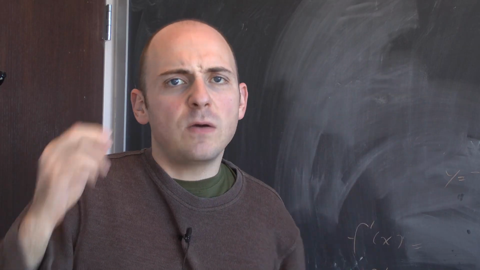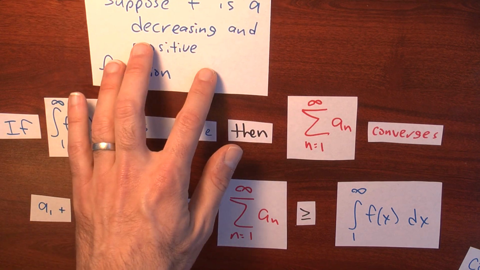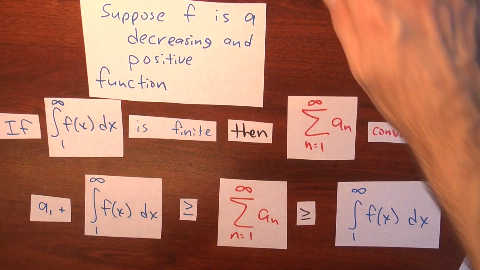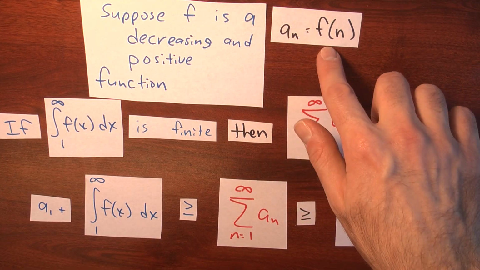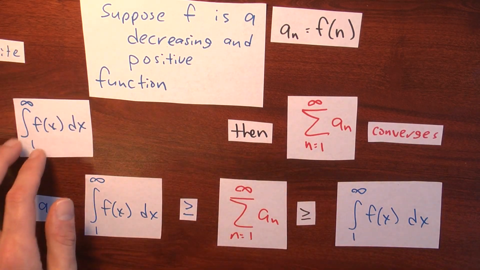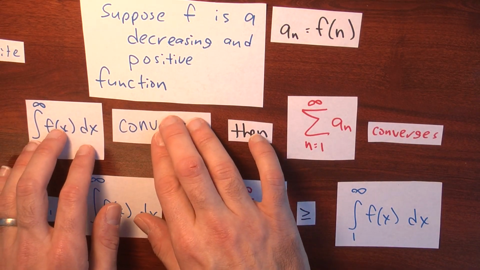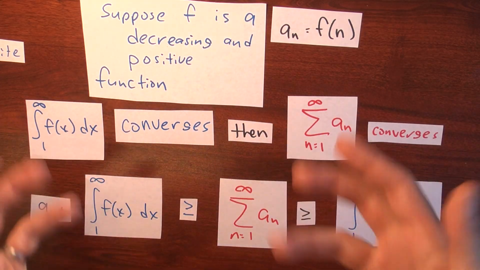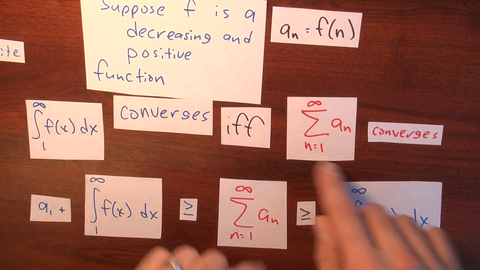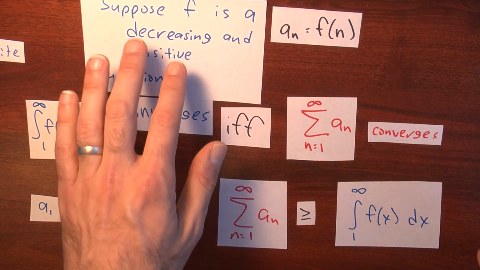Let me summarize what we have. Same setup as always. I'm supposing I've got some function little f which is decreasing but positive, and I built my sequence out of that function. Then if I've got that this integral converges, if that integral has a finite value, that happens if and only if this series converges.